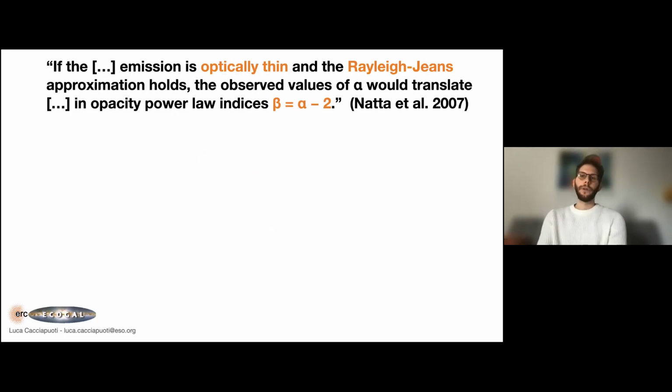And if you read this beautiful review by Antonella Natta in 2007, she tells you that if the emission of your source is optically thin, and if you are in the Rayleigh-Jeans approximation, then beta is alpha minus 2, where alpha is the spectral slope of the SED of your object.